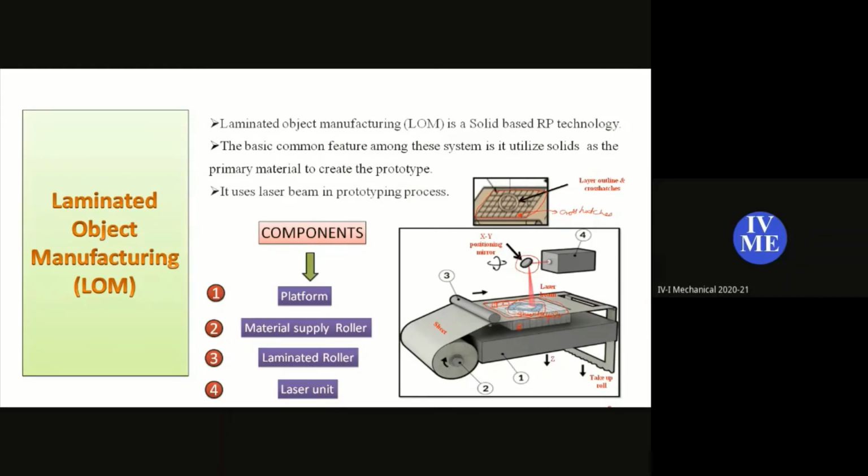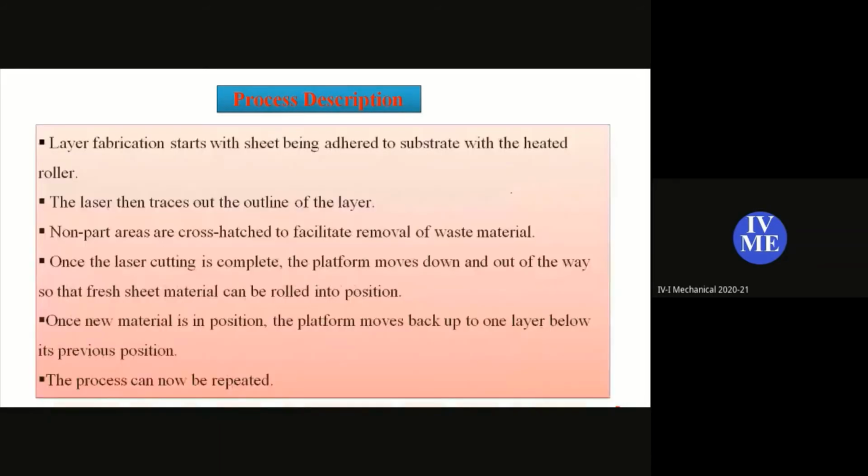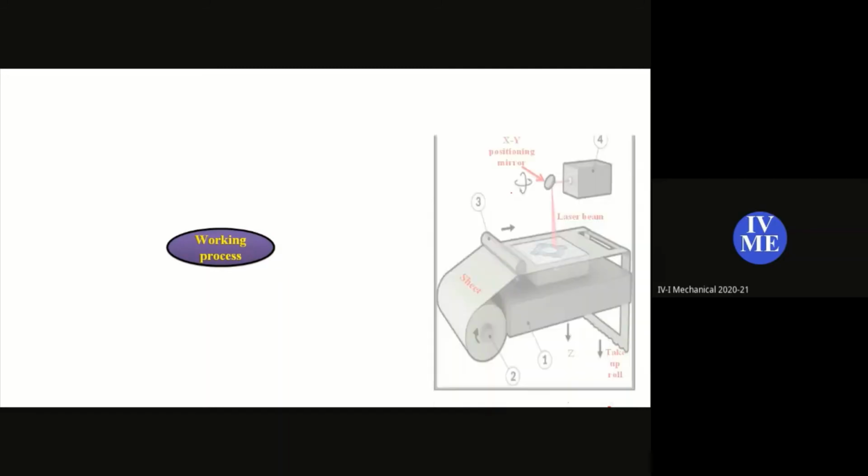Now let's move to the second topic, the process description. I have already told about the project description. This will be explained in the next slide. Now let's see the working process involved in this LOM machine, means how the parts are fabricated and what the working of this machine is. It has a cyclic process.